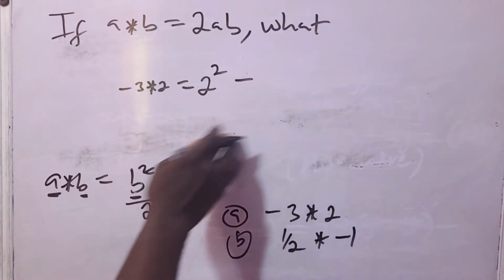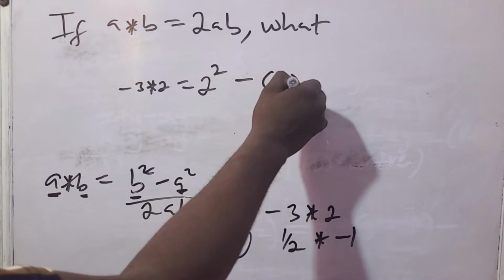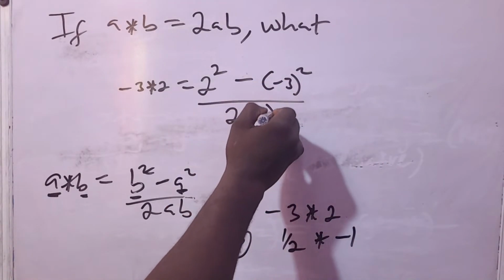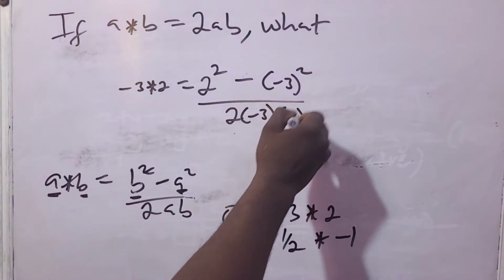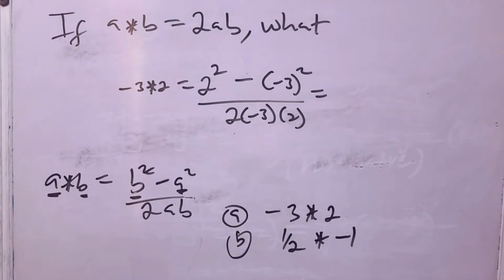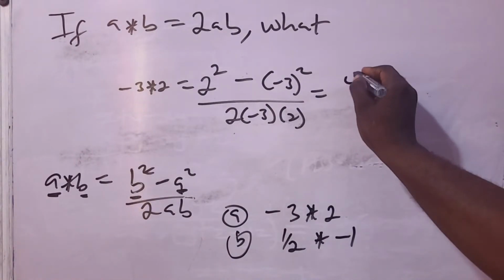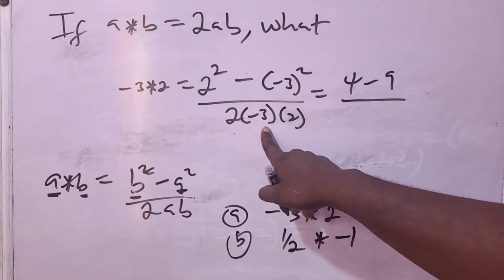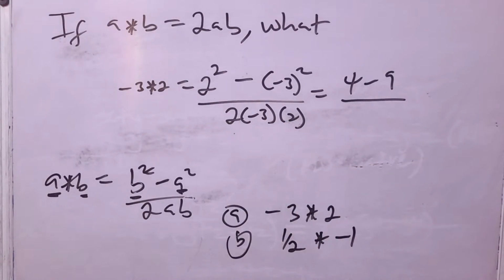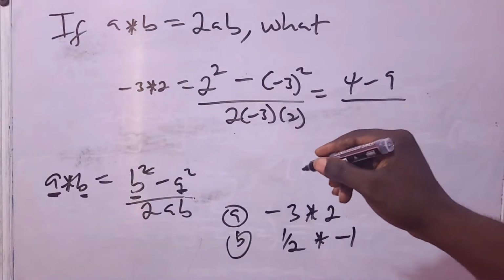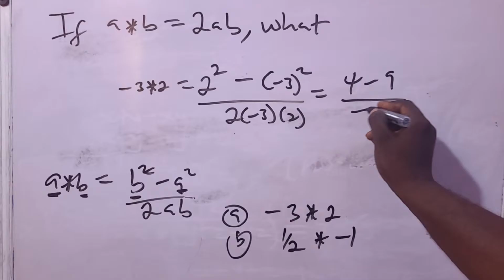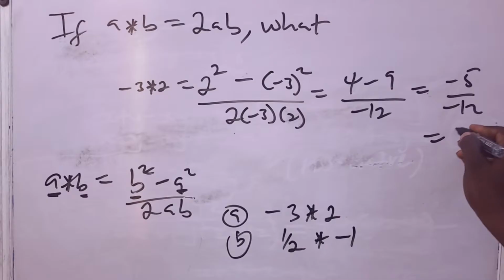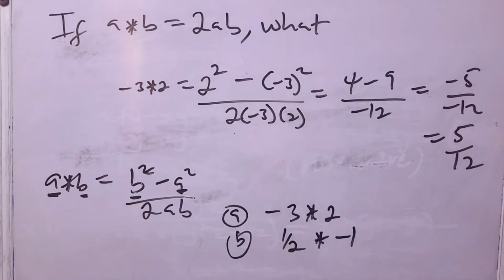2 square minus 3 square over 2 times minus 3. So this will obviously be 4 minus 9 over, this is 2 times 3, 2 times 3 being what? That will be 6 times 2, that will be minus 12. So this would be minus 5 over minus 12. This would be 5 over 12.